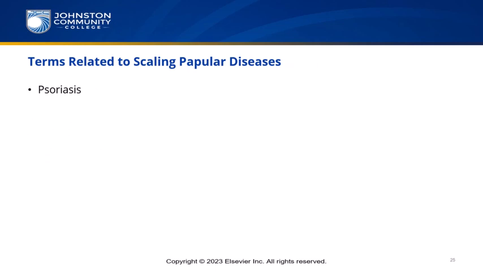Terms related to scaling papular diseases. Psoriasis. Psoriasis is a common chronic skin disorder characterized by circumscribed salmon red patches covered by thick, dry, silvery scales. Note its unusual spelling and pronunciation.